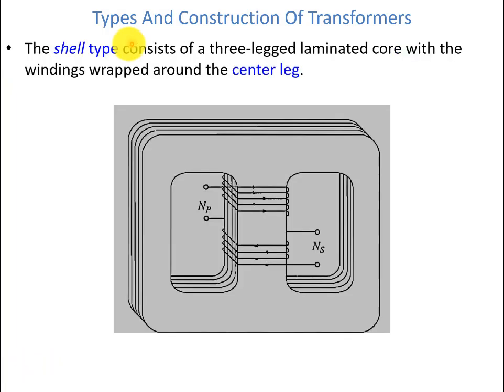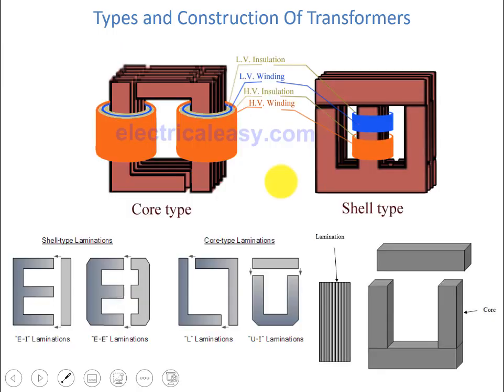The other one is known as the shell type, which consists of a three-legged laminated core with the windings wrapped around the center leg. Here we can see that this one is our primary winding or input winding, and here is our secondary winding or the output winding. This is just another way it is constructed, through shell type and core type laminations. EI laminations, EE laminations, LL laminations, UI laminations, and these are then put together to form the core of this transformer.